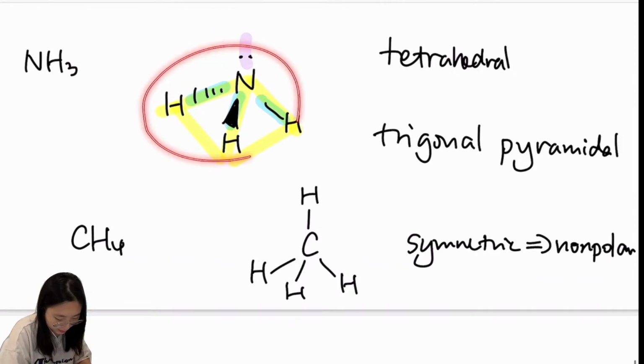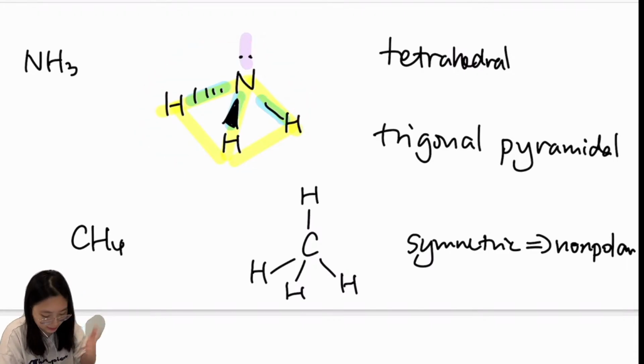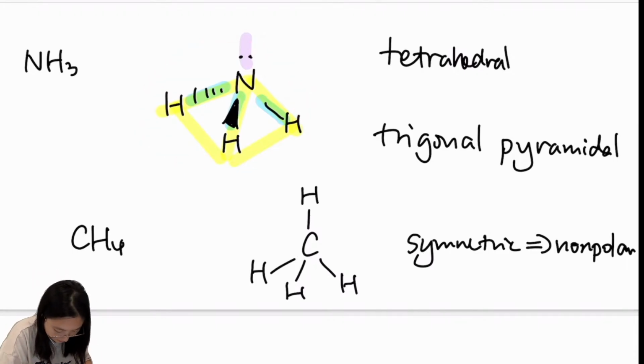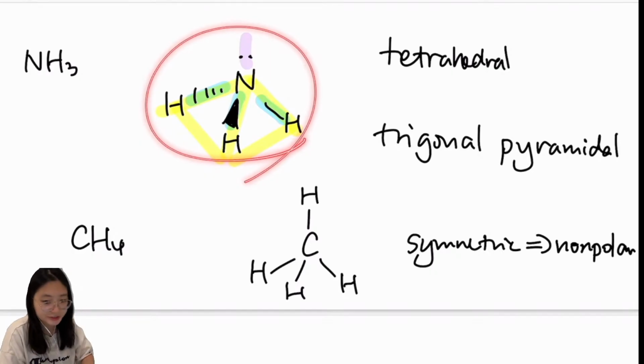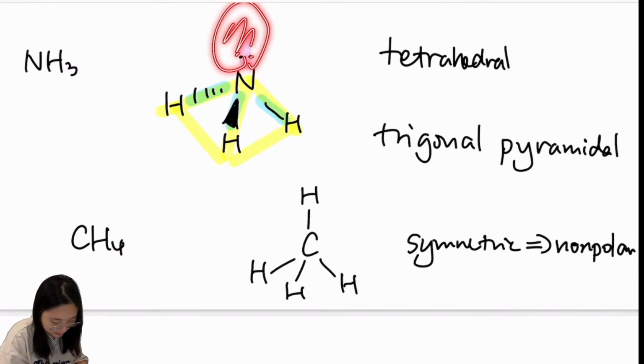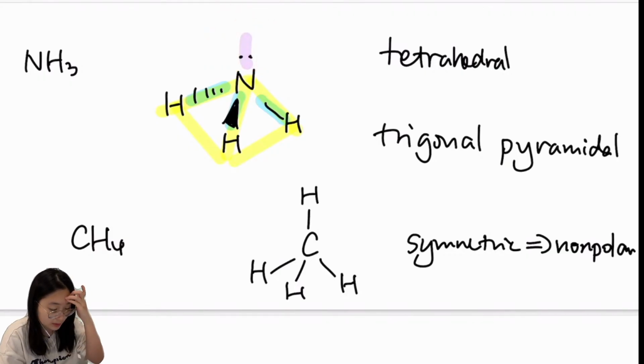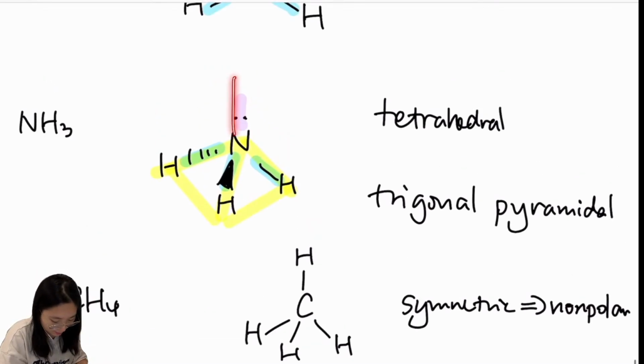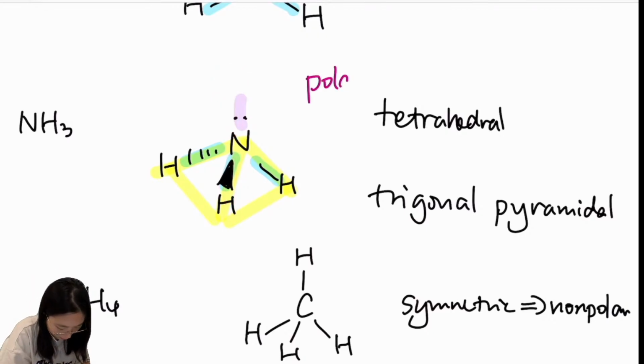Then what about ammonia? Ammonia, NH3, is polar because the structure is non-symmetric. Why is it not symmetric? To be honest, the tripod part, the 3 feet, are actually symmetric, but at the top we have this electron pair. So vertically, up and down, they are not symmetric. So this is a polar molecule because of the asymmetric structure.